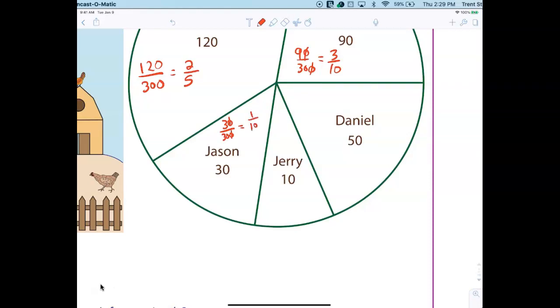All right, you've got Jerry. What's Jerry on? Which reduces to? That's correct. Reduces to 1/3. All right, and you've got Daniel. So it's 50 over 300. And that just reduces to? Yeah, 1/6. You may have a problem with that? Oh, yeah, I'm sorry. It is 1 over 30. Thank you very much for fixing that. 1 over 30. Thank you.